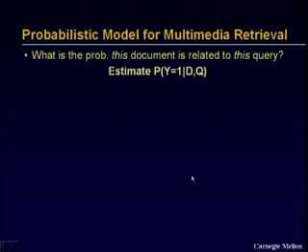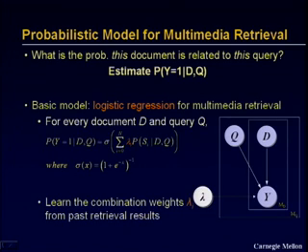Well, we have a probabilistic model for multimedia retrieval, and the basic model is logistic regression: what's the probability that a document, meaning a video shot, is relevant to a particular query, and we estimate this as the weighted sum of the individual experts. The relevance of the individual experts gives us the total. And this is logistic regression, so it fits in here. And the idea is you want to learn these combination weights from past results.